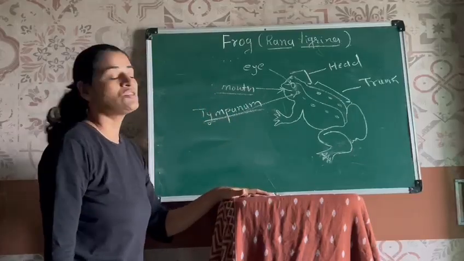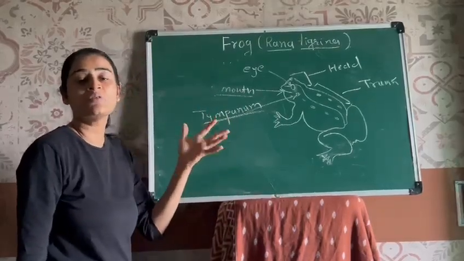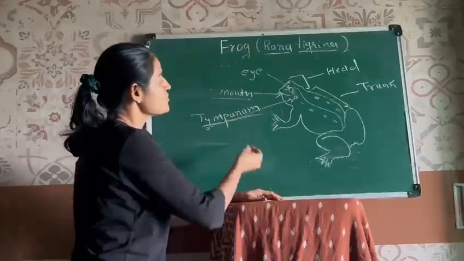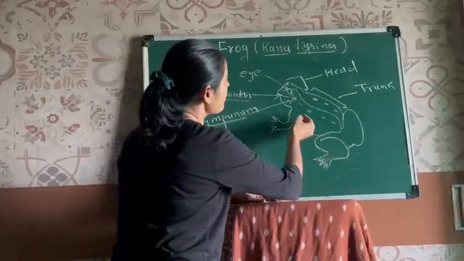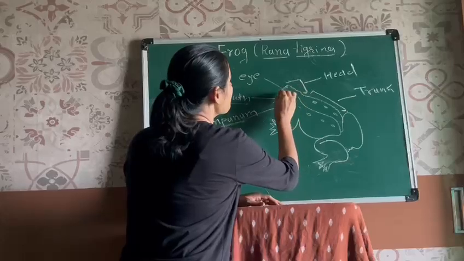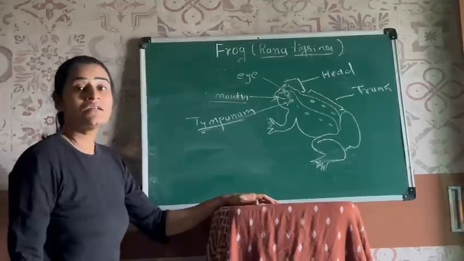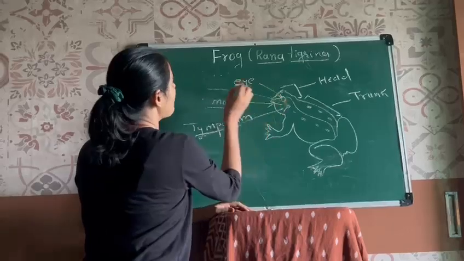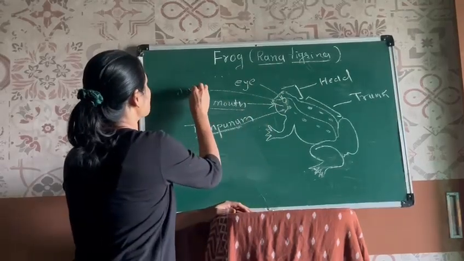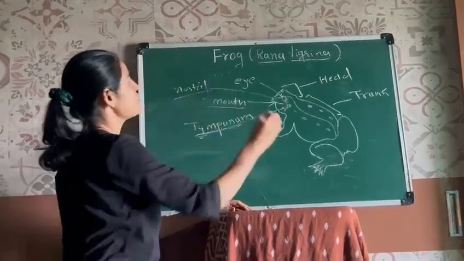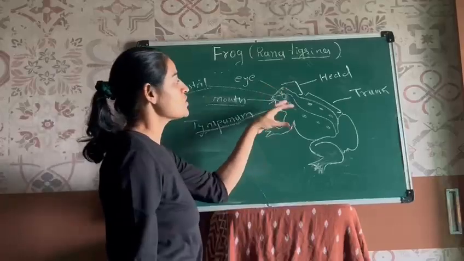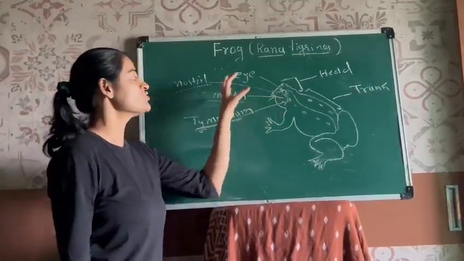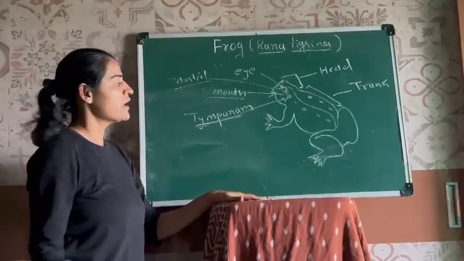There is no external ear, pinna or anything, but the external covering is there, and that is called the tympanum. So it represents the ear. Next is the nostril. Near the tip of the snout there is a pair of external nostrils. So these are the structures present in the head. The head is somewhat triangular in shape.